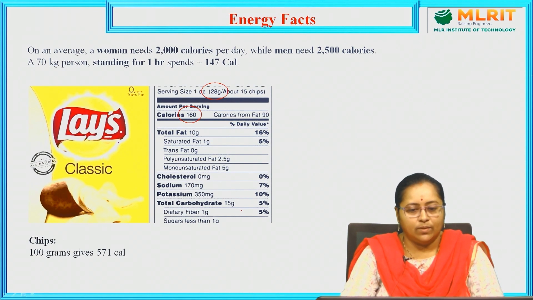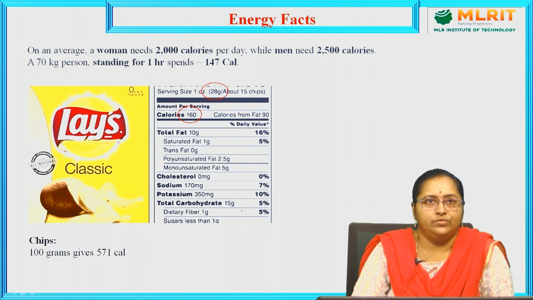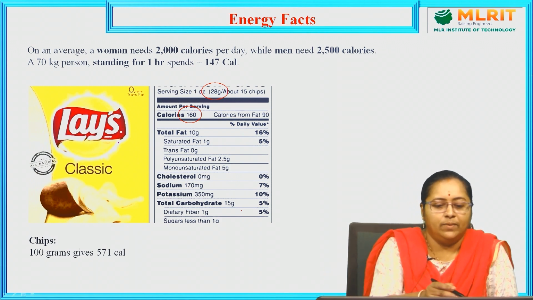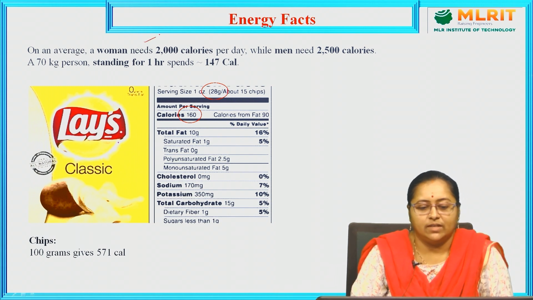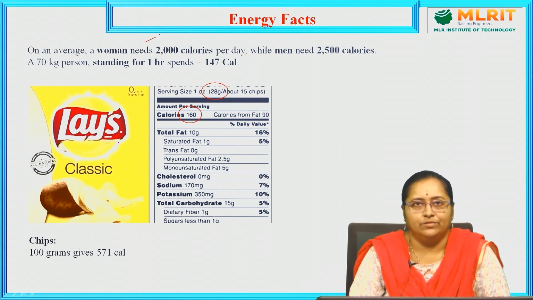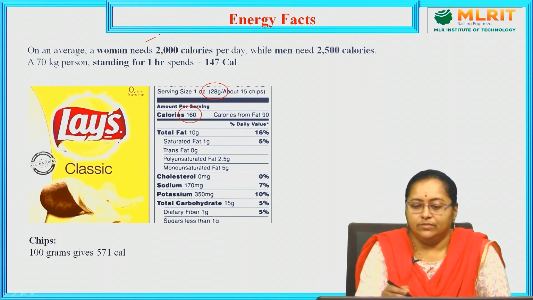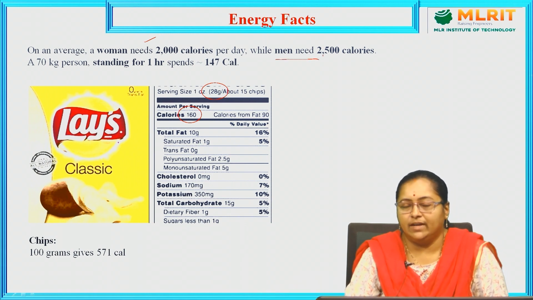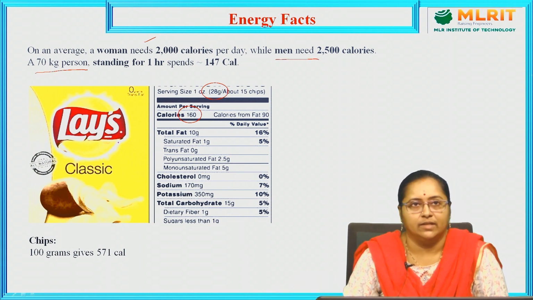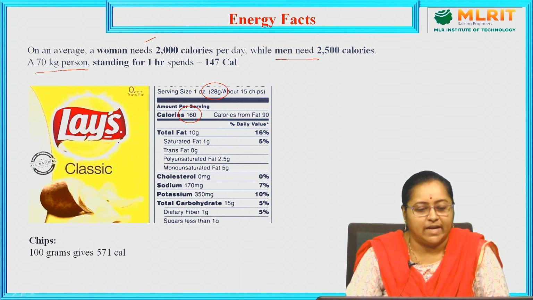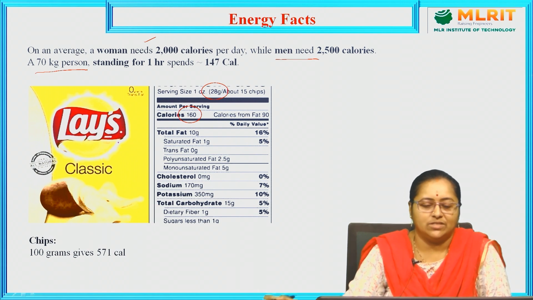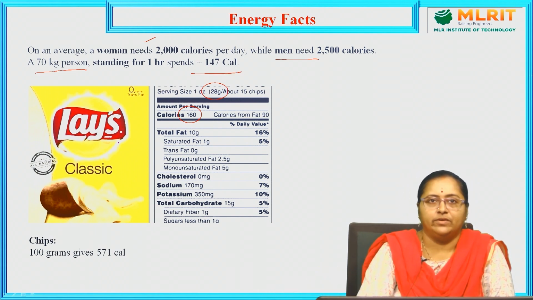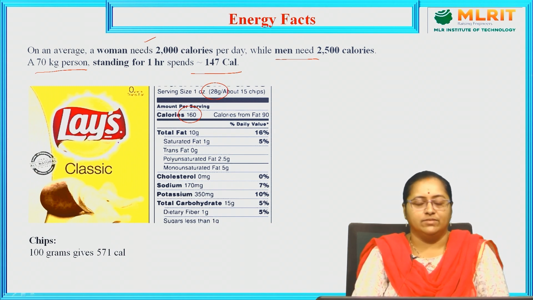So let us know about some energy facts. On an average, a woman needs 2000 calories of energy for one day. Men need 2500 calories of energy per day. A 70 kg person standing for 1 hour has to spend approximately 147 calories of energy.